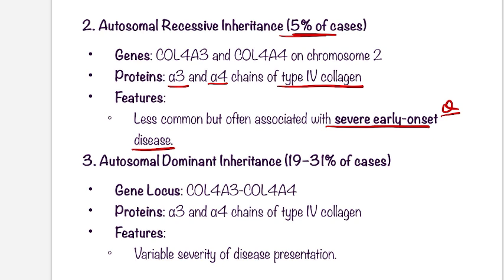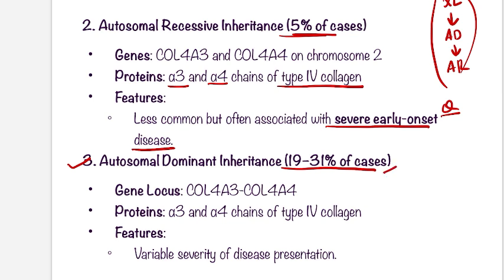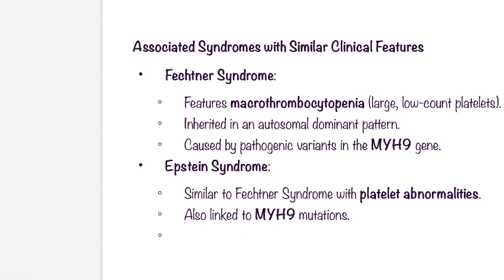The next pattern is autosomal dominant inheritance. The second most common is autosomal dominant. So first is X-linked, next is autosomal dominant, and next is autosomal recessive. The proteins are the same: alpha 3 and alpha 4 chains of type 4 collagen.